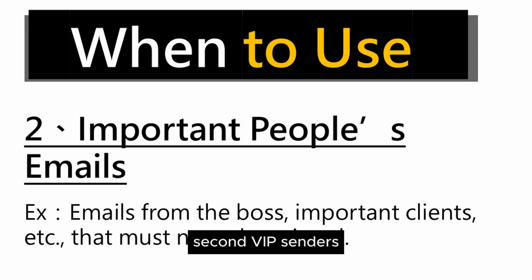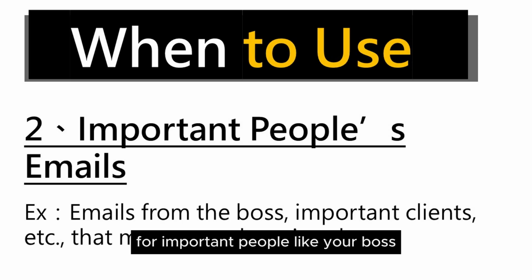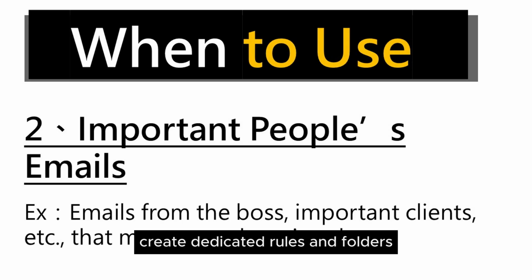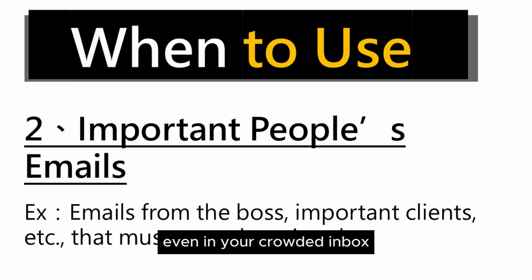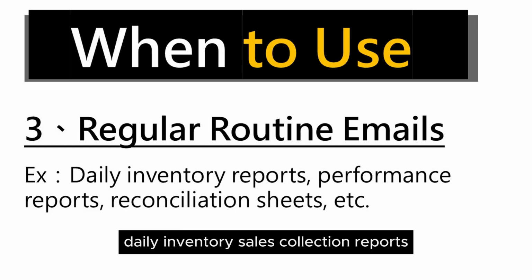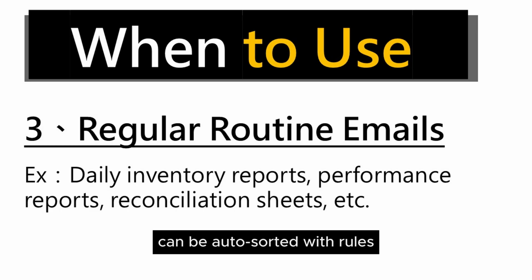Second, VIP senders. For important people like your boss, key clients, or family members, create dedicated rules and folders so you will never miss their emails, even in a crowded inbox. Third, routine reports. Daily inventory, sales, collection reports, or any other kind of recurring emails can be auto-sorted with rules, saving you tons of time.